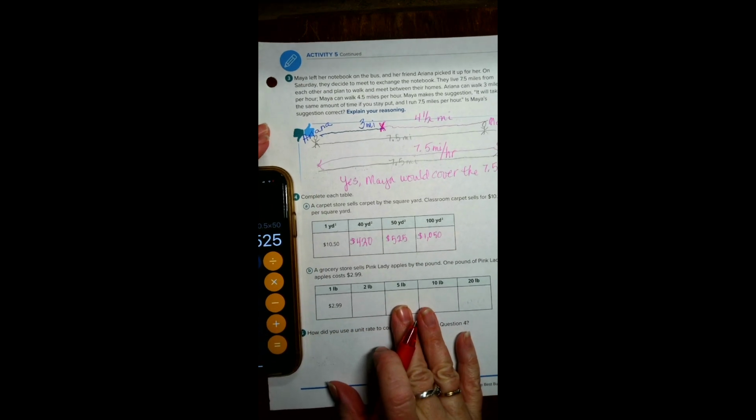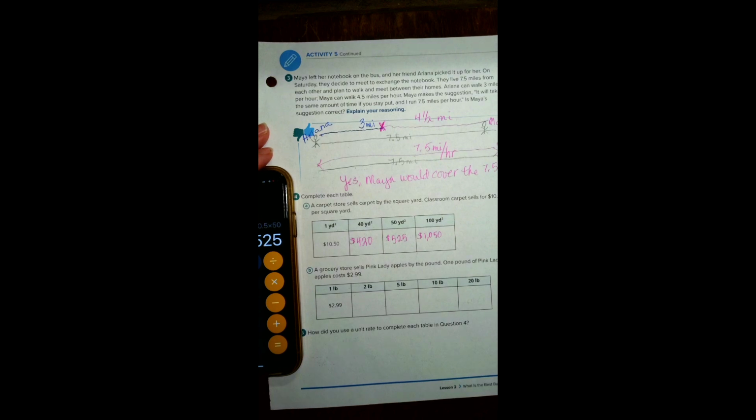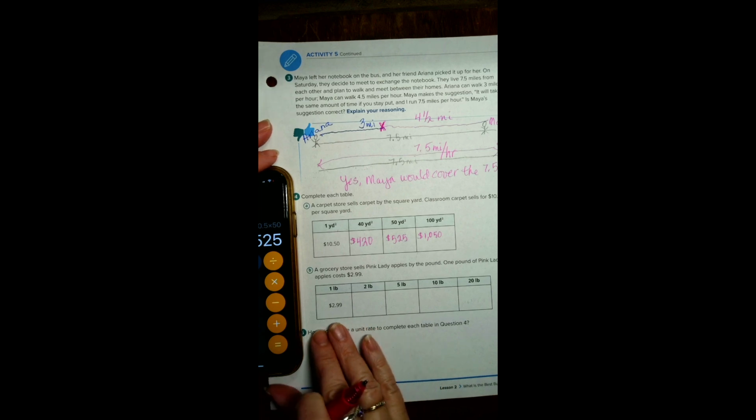Okay, similar thing here at letter B. A grocery store sells Pink Lady apples by the pound. 1 pound of Pink Lady apples costs $2.99. So how much will it cost for 2 pounds, 5 pounds, 10 pounds, and 20 pounds? So please pause and fill that out.